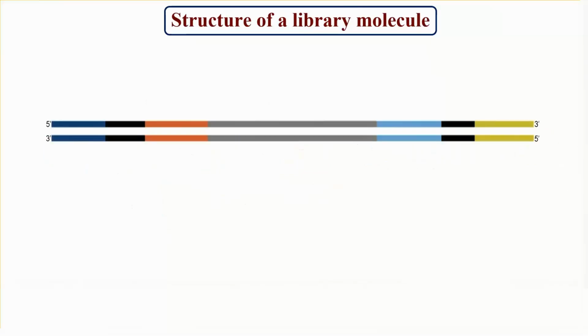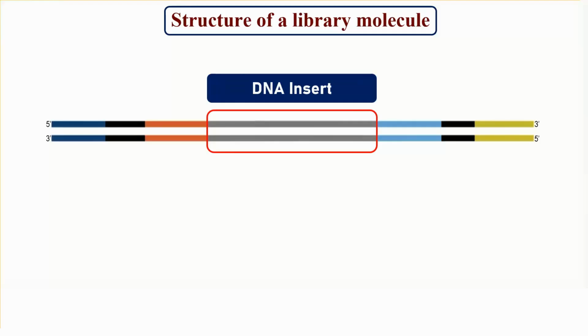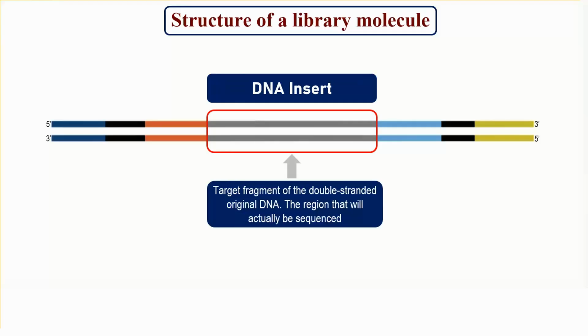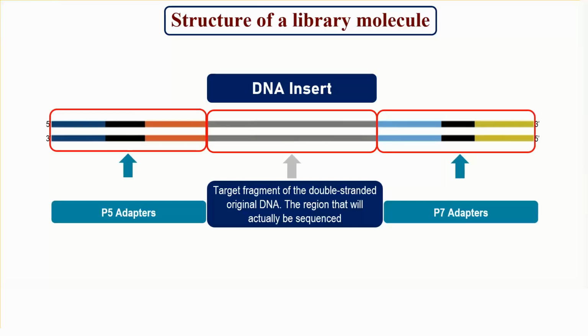Let's take a look at the full structure of a library molecule. Each complete library will have the DNA insert, which is the target fragment of the double-stranded original DNA piece extracted from the sample. This is the region that will actually be sequenced. Next, two unique adapter sequences known as P5 and P7 adapters. These are added to both ends of the DNA fragment.